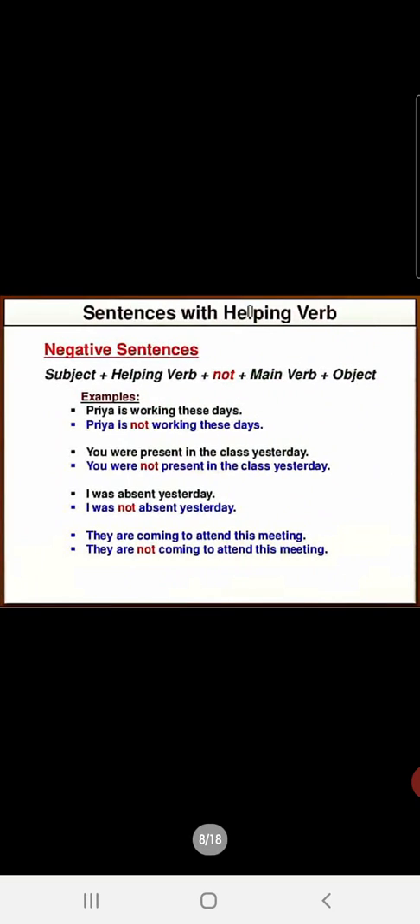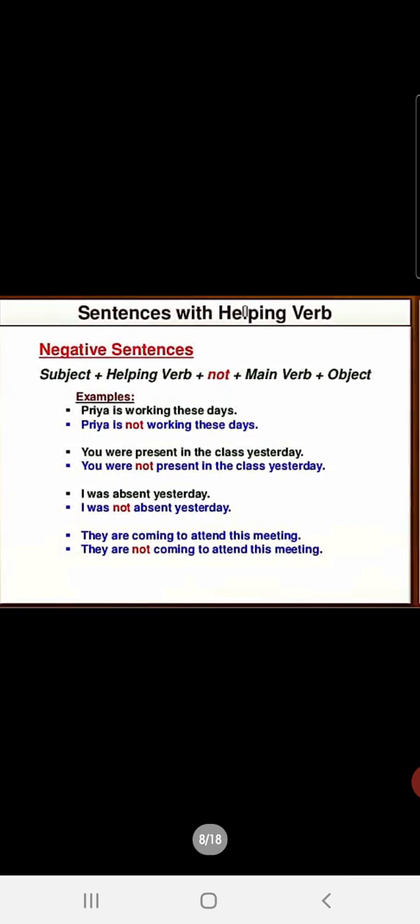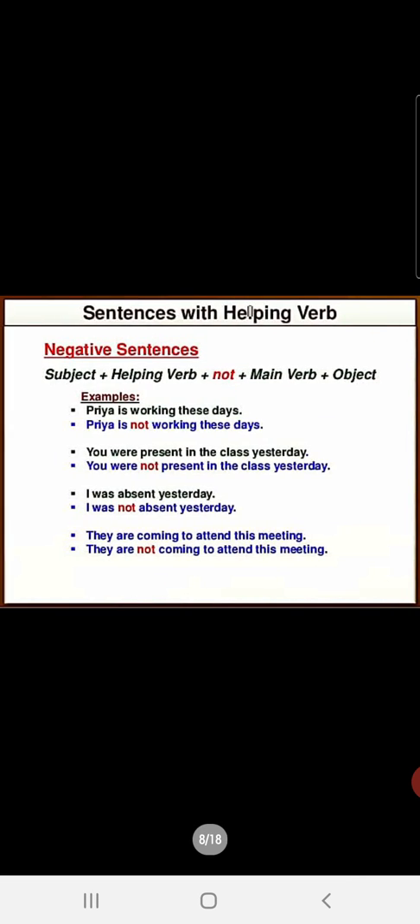Let us see some more examples. Children, when the verb is there in continuous tense, we will add not after the helping verb. Alright? We will add not after the helping verb. For example, Priya is working these days. Priya is not working these days. You were present in the class yesterday. You were not present in the class yesterday, children.